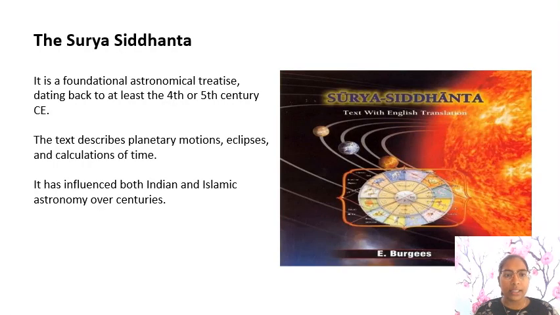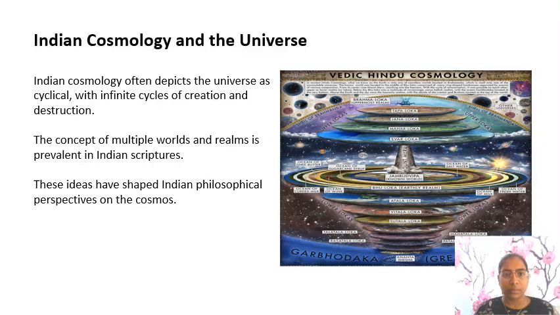The Surya Siddhanta is a foundational astronomical treatise dating back to at least the 4th to 5th century CE. The text covers planetary motions, eclipses, and calculation of time. It has influenced both Indian and Islamic astronomy over centuries.